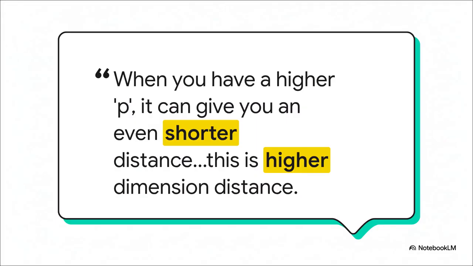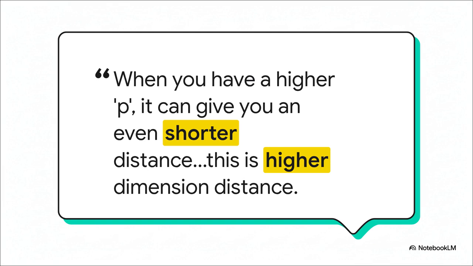And believe it or not, it gets even weirder. Here's a really mind-bending fact for you. We're taught that a straight line is the shortest path, right? Well, that's true in our 2D and 3D world. But in the weird high-dimensional spaces where our algorithms live, setting that p-value to something greater than 2 can actually define a path that's even shorter than the straight line Euclidean distance.